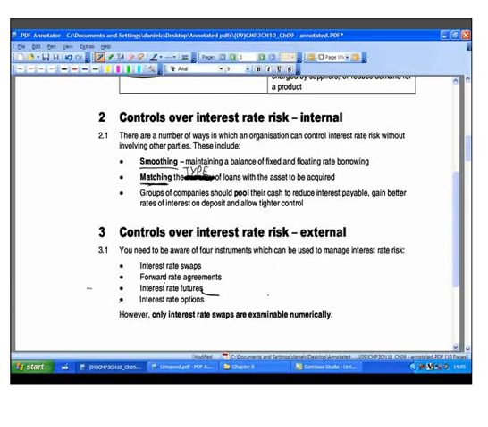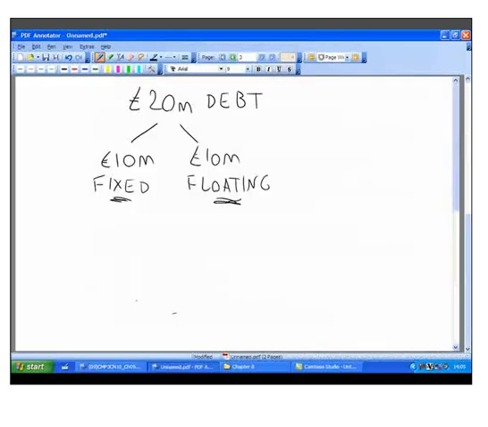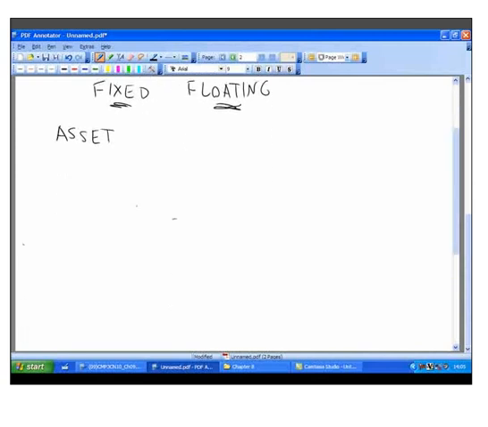If you think the return is going to be more fixed, then it might make more sense to finance it with fixed rate debt. And finally, pooling means that if you're a group of companies, you can actually bring together your cash balances, and there are some benefits to doing this.